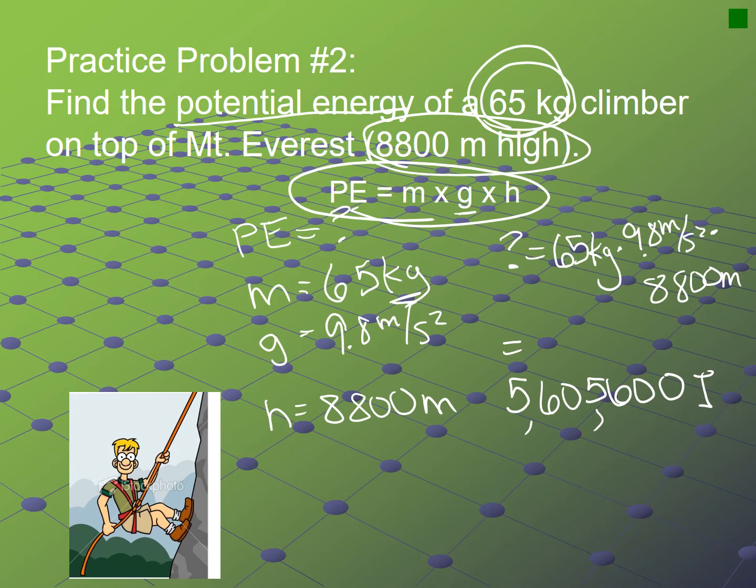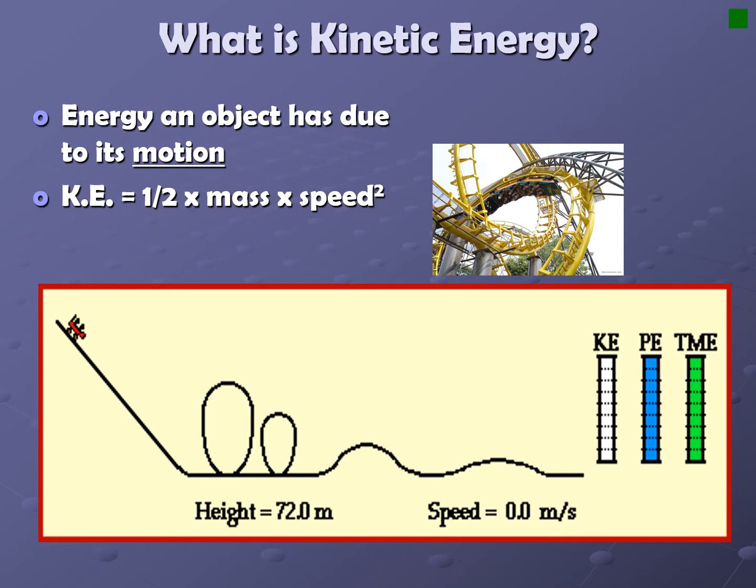So that's the formula for potential energy: equals mass times gravity times h, or height. Okay, so what is the formula for kinetic energy? Because kinetic energy is not the same. Kinetic energy is energy that is in motion. The formula for kinetic energy is kinetic energy equals 1/2, literally the number, times mass times speed squared.